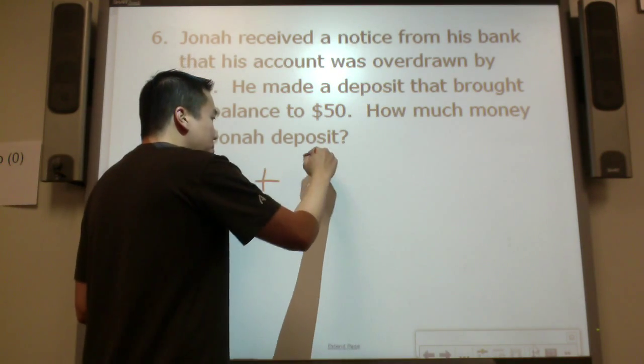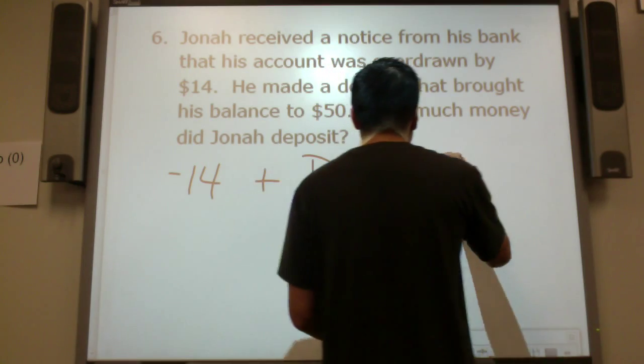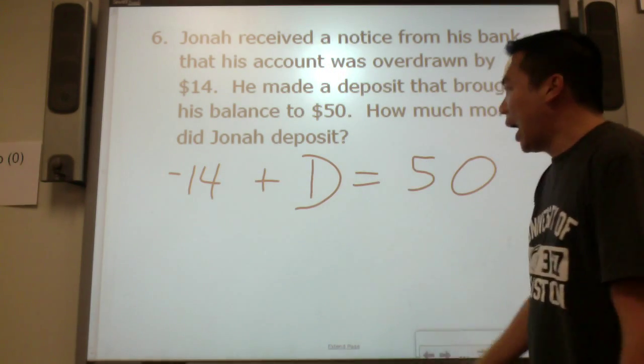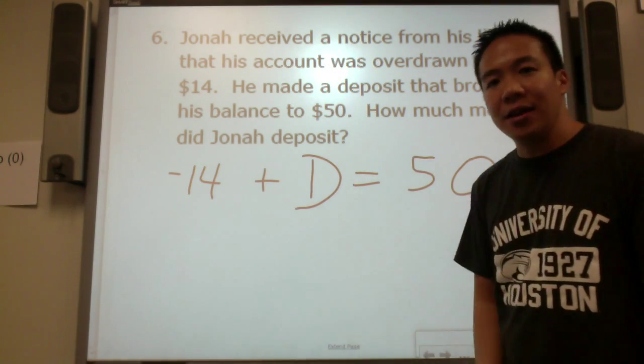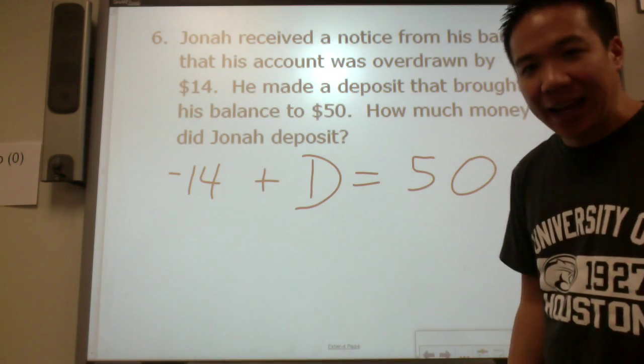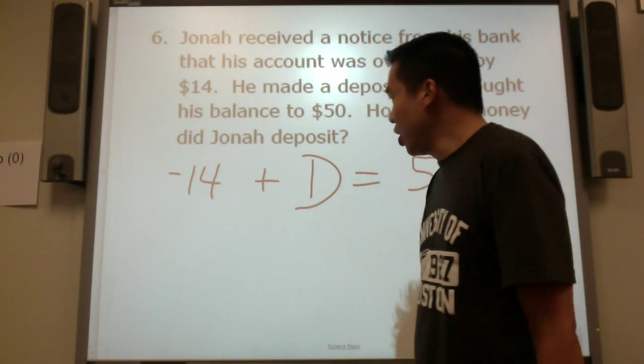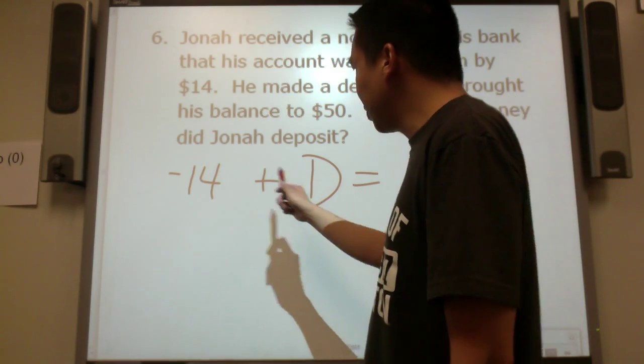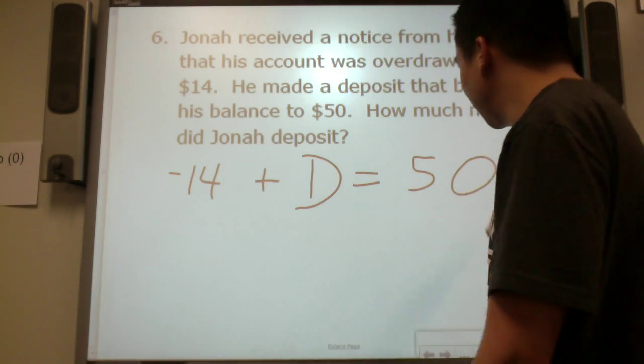He made a deposit and now he has a balance of $50. How much did he put in the bank? So now he has $50. So we can do a guess and check. So something plus -14 will equal 50.